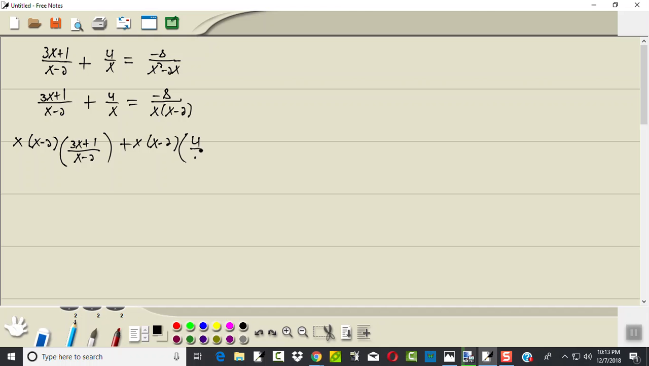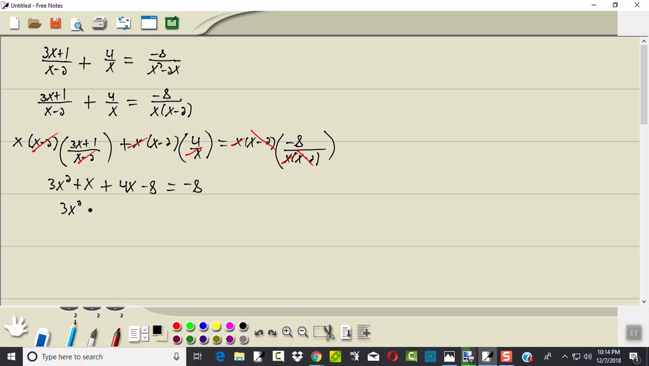So multiply times each fraction. This x - 2 cancels that x - 2. This x cancels this x. This x cancels this x. This x - 2 cancels that x - 2. So I'm left with x times 3x, which is 3x², x times 1, which is x, plus 4 times x, which is 4x, 4 times negative 2, which is negative 8. And over here is a negative 8.